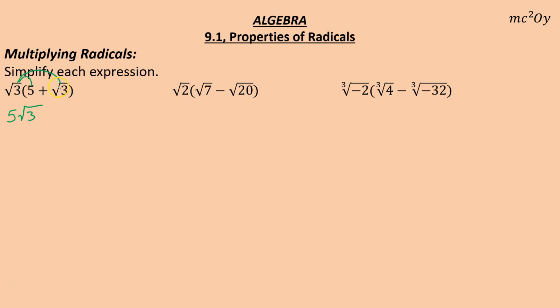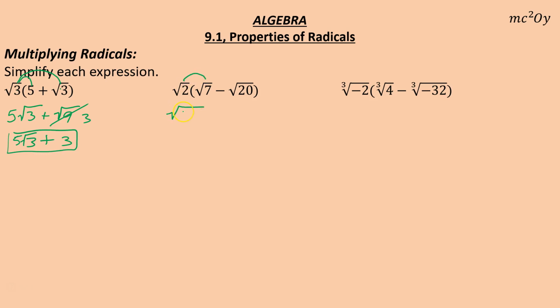Root 3 times root 3, since they're both on the inside, we call that root 9. 5 root 3 plus root 9 gives me 5 root 3 plus, well, root 9 is 3. You cannot combine these because this is counting root 3s. I have 5 little root 3s, and technically this is counting root 1s, right? Root 1 is 1, so I have 3 root 1s, but we just call it 3. Okay?